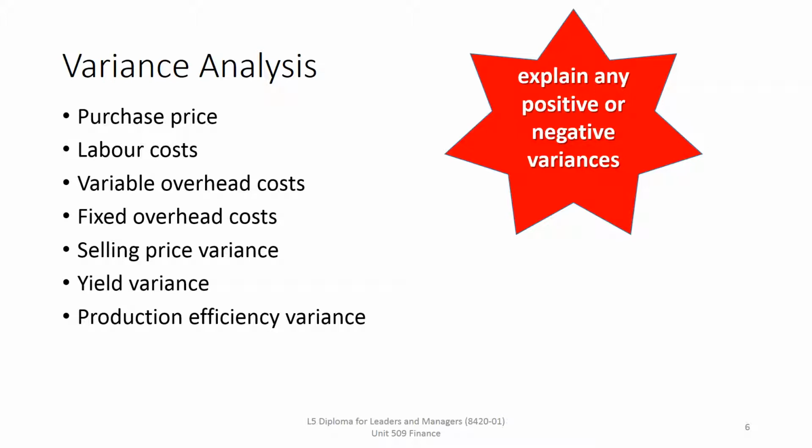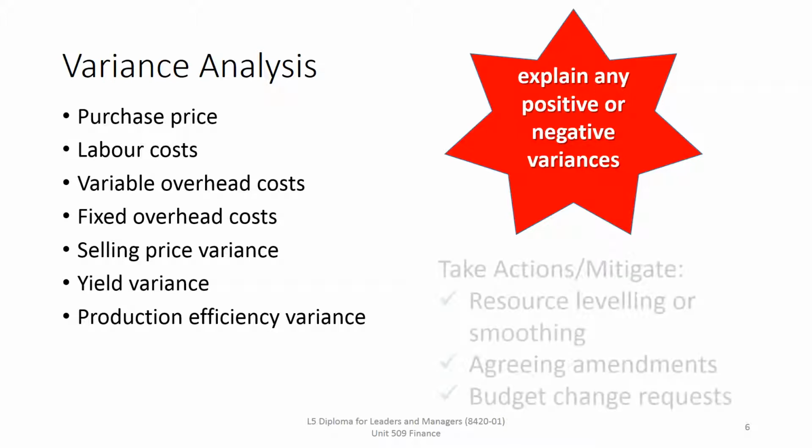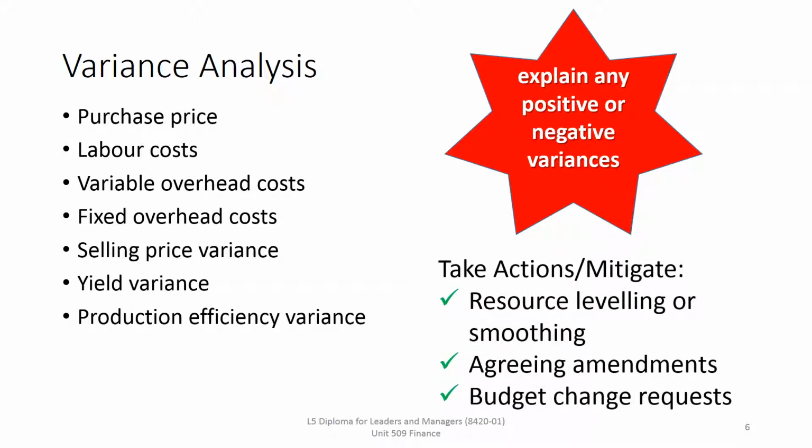And we can use things such as we talked about before. Resource smoothing or levelling can be employed. We can look at amendments to the budget, and we can put in budget change requests so that it's not becoming an issue, it's been highlighted. Or as we said, with this smoothing or levelling, it could just be a case of changing how we plan to do it for the rest of the period of the budget to balance the books by the end.